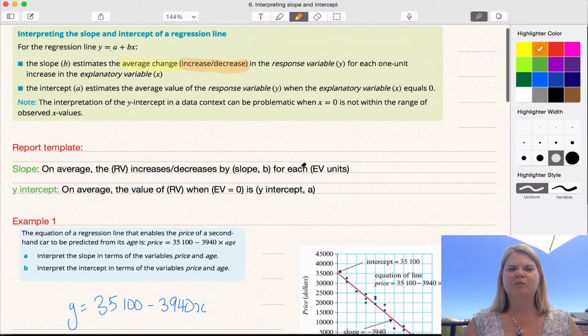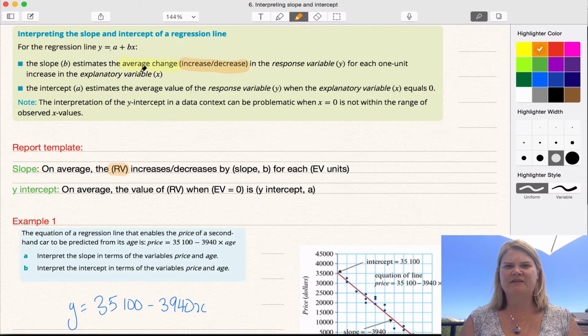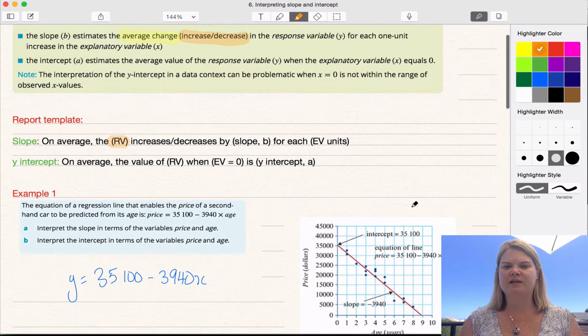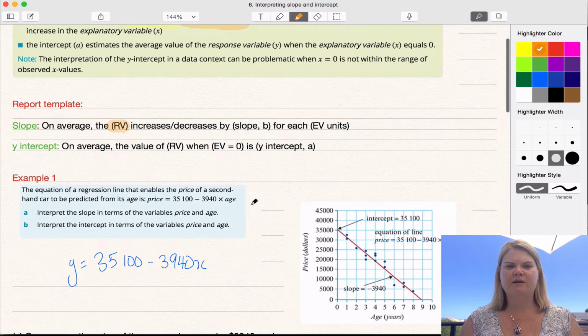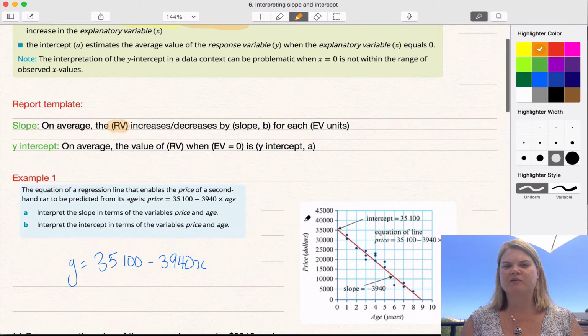I've written a report template for you here that you can just fill in. I'll highlight the bits you can fill in. On average, the response variable, we need to say on average at the start because it's the average change. We can't say it's the definite amount, but it's just on average. So always start your report on slope and y-intercept with the words on average. The response variable, so you fill in whatever it is. For this one, it is the price, because response variable is always on the y-axis.